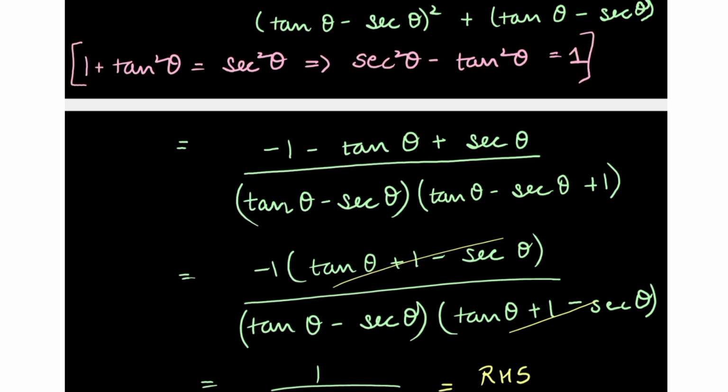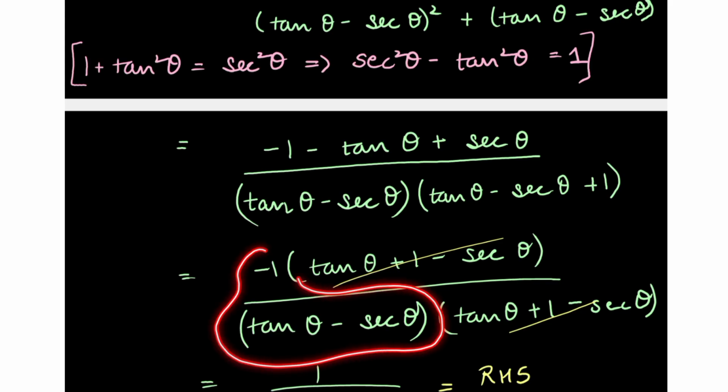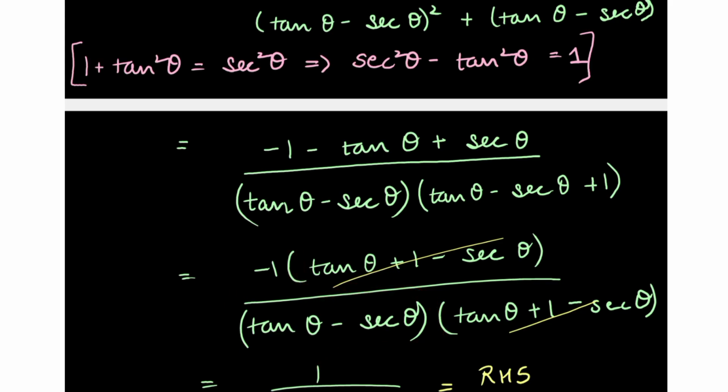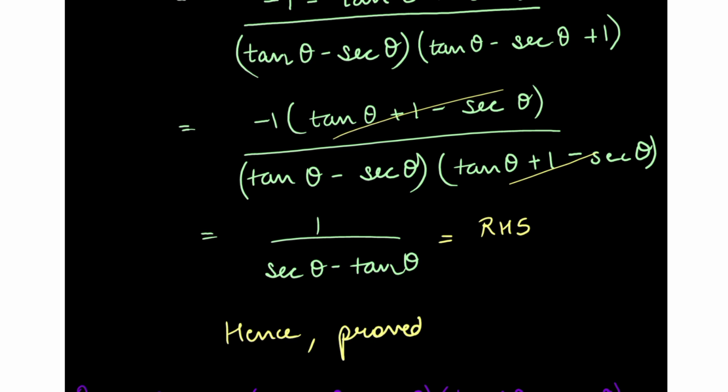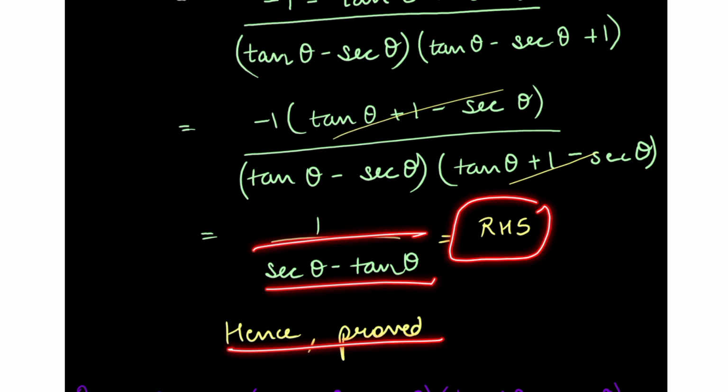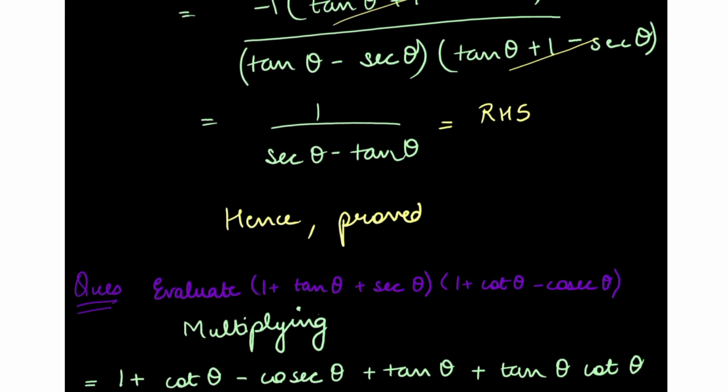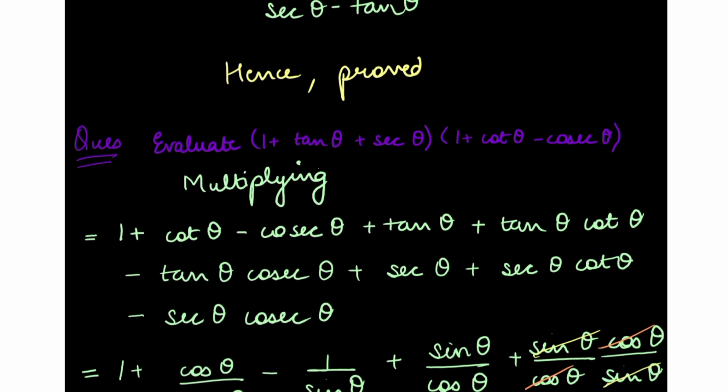What we are left with, minus 1 upon tan theta minus secant theta. Taking minus 1 into the denominator, we get 1 upon secant theta minus tan theta, which is equal to the right hand side, hence proved. Now next question.